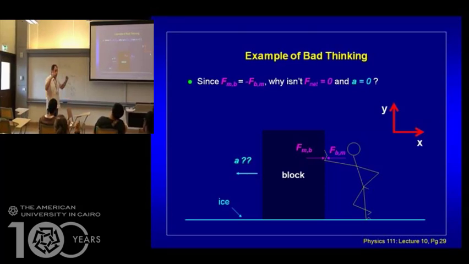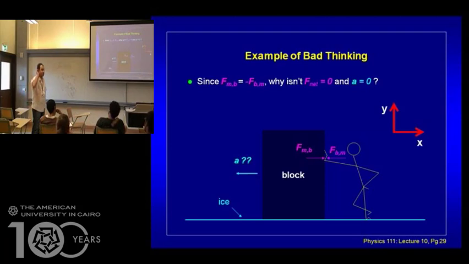In my thinking, I made a mistake. That's why I say that this is a good example of bad thinking. I want you guys to identify that mistake. There is no need for force because there is no friction.